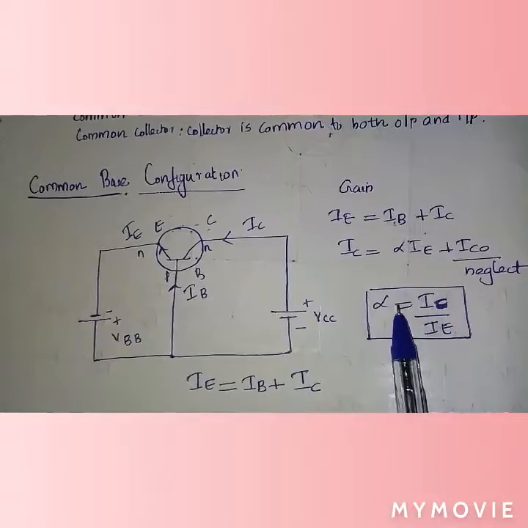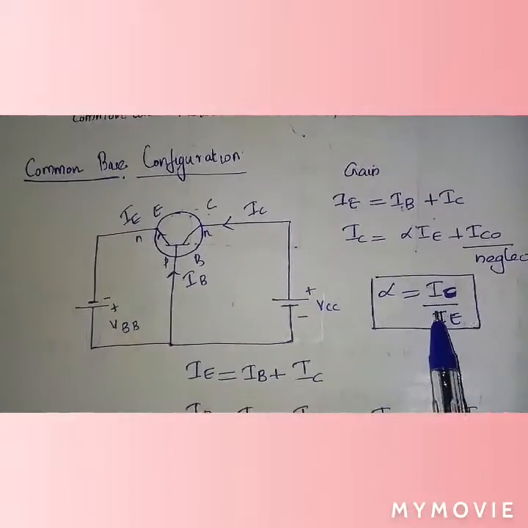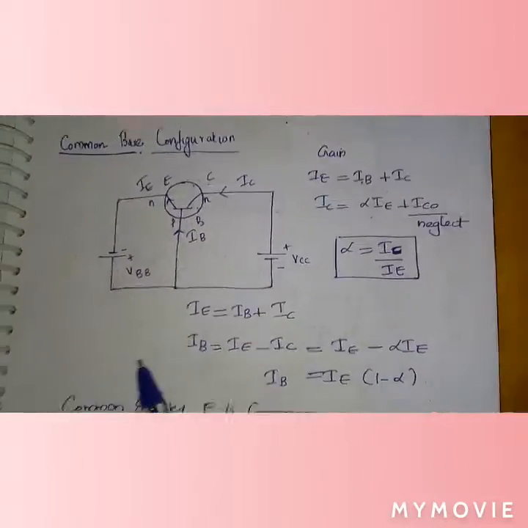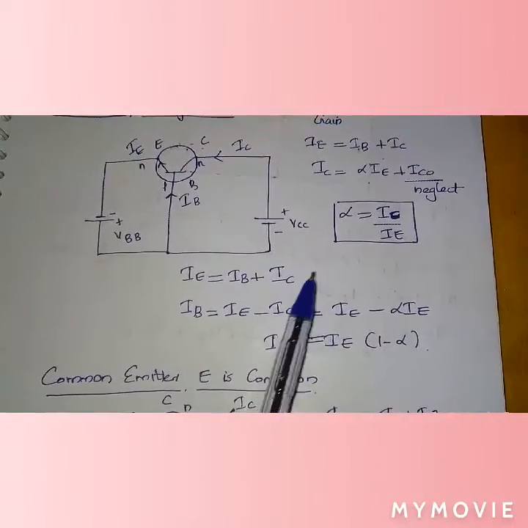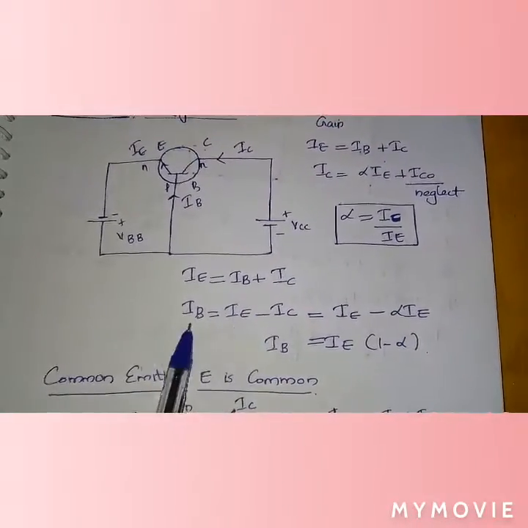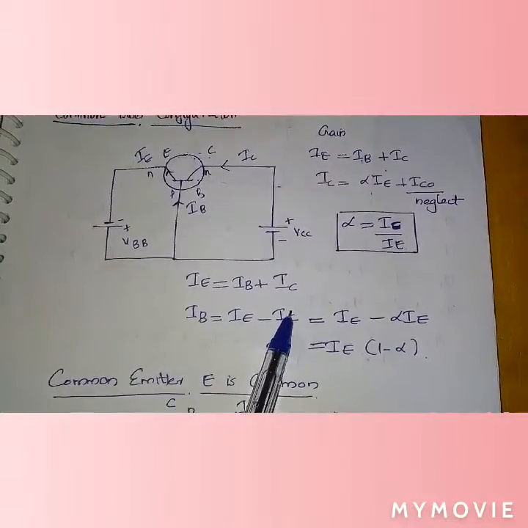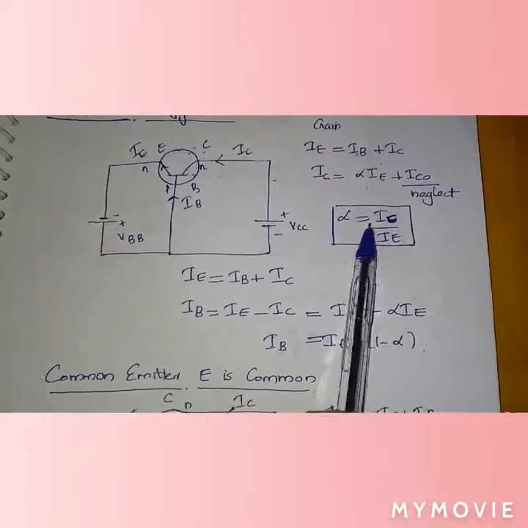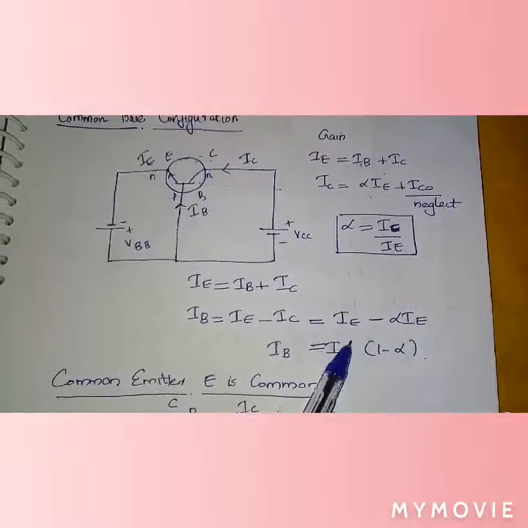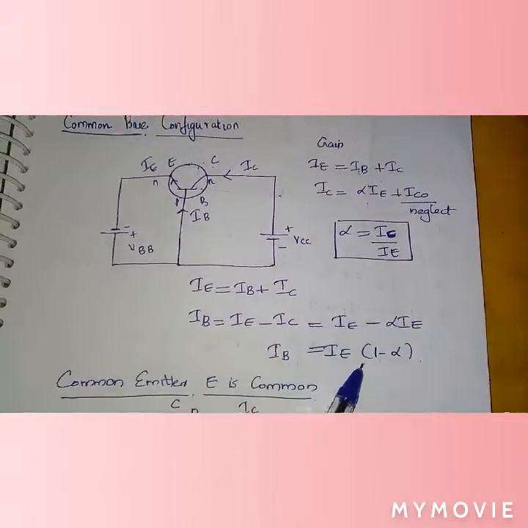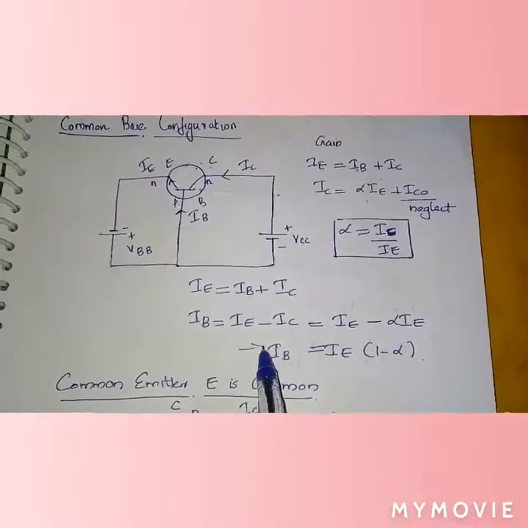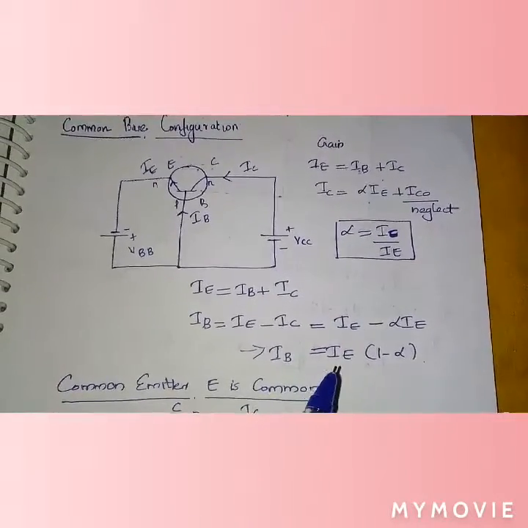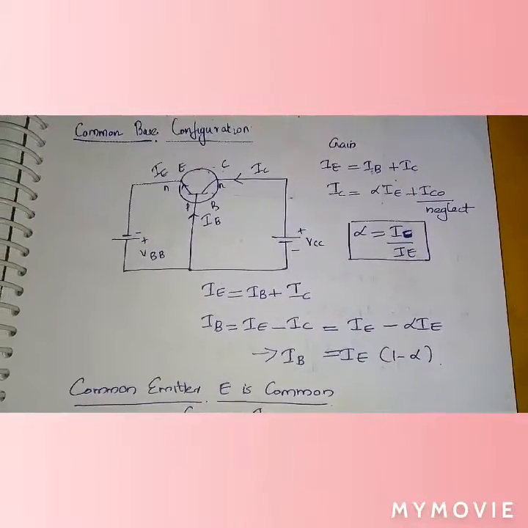We should remember that alpha is equal to IC by IE, and we know the equation IE is equal to IB plus IC. Here IB is equal to IE minus IC. Here we can substitute IC as alpha IE. So from that IB is equal to IE into 1 minus alpha. We should also remember this equation, that is the base current, IE into 1 minus alpha.